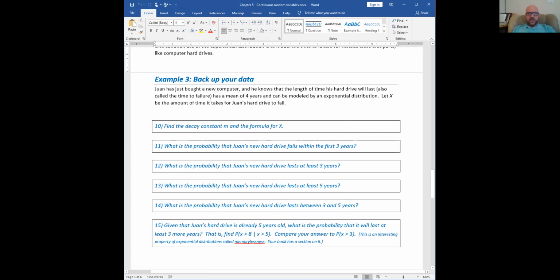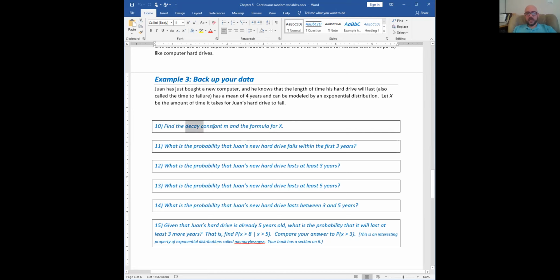So capital X is going to be the amount of time that it takes for Juan's hard drive to fail. And so we want to find the decay constant m and the formula for X. And we'll draw it and do all that stuff. We said that it has a mean of 4 years, right? The time to failure for this particular type of hard drive has a mean of 4 years.